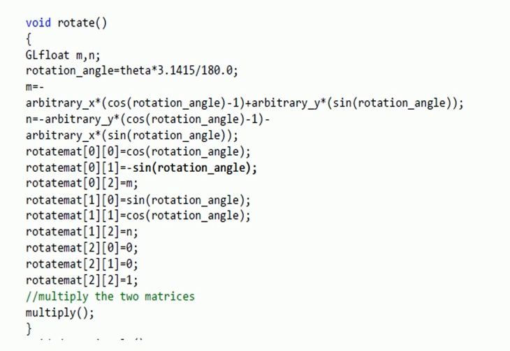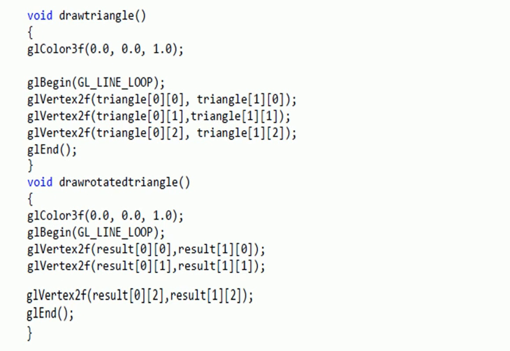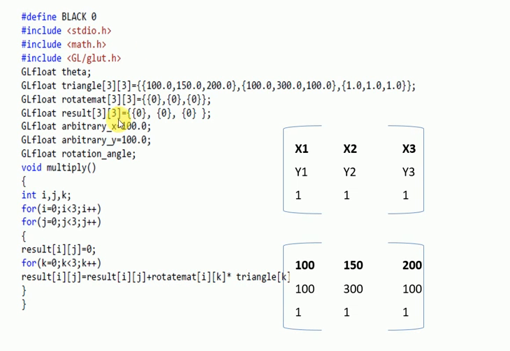This is the program, next part, next part, and the last part, the explanation of the program. Now here is the given program, and let us consider the first triangle. The triangle has three points, x1, x2, x3, and y1, y2, y3, and these are represented in this form. Here the values are 100, 150, 200; 100, 300, 100.